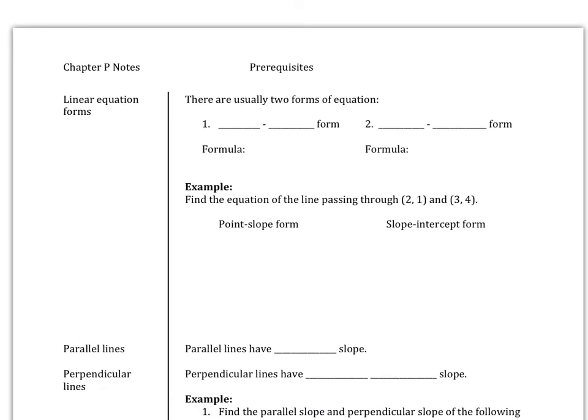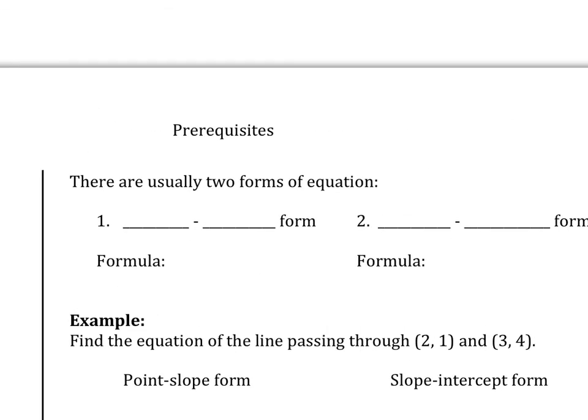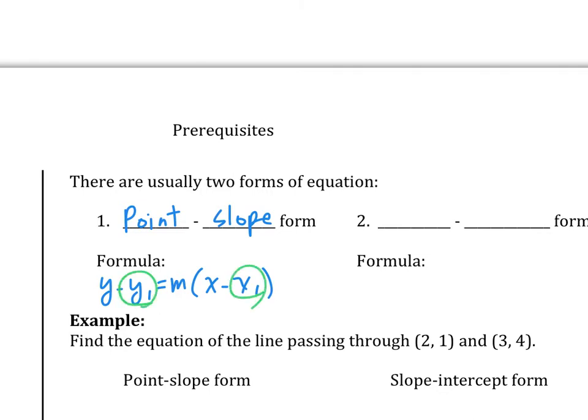Now, if you recall, there are a few ways that we can write equations of a line. One of them is called the point-slope form, and that is because there is a point and a slope. So the formula is y minus y1 equals m times x minus x1. Where is the point and where is the slope? The point is here, x1, y1, and the slope is m.